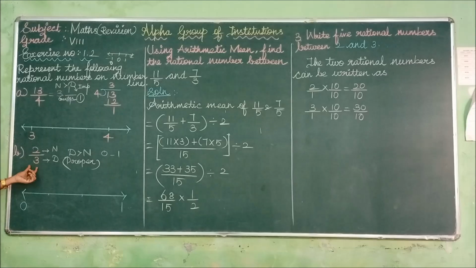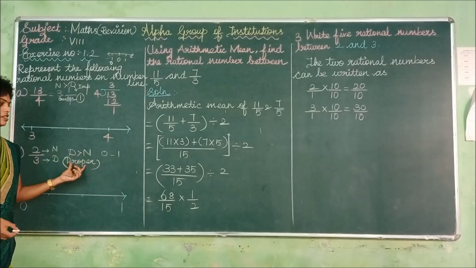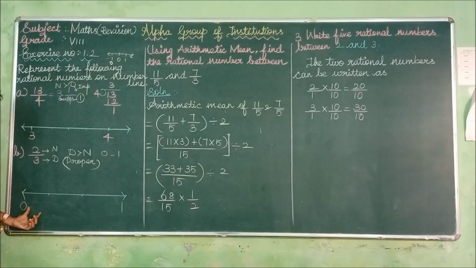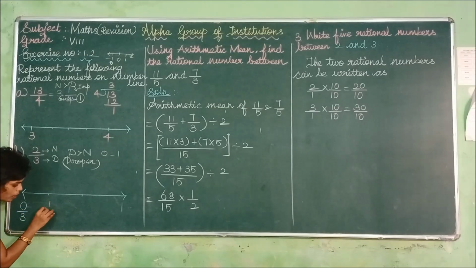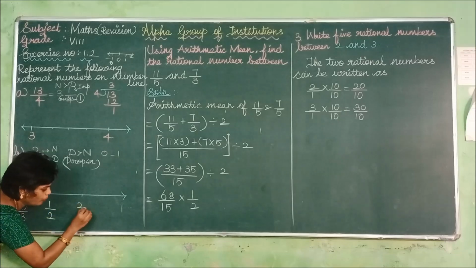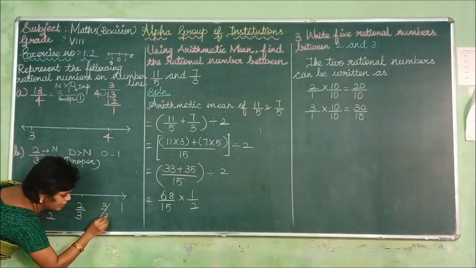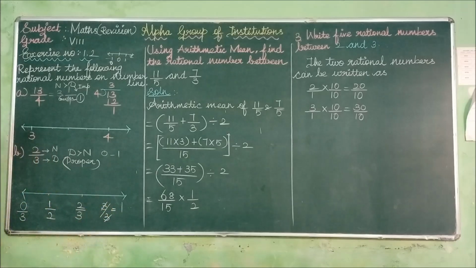So, proper fraction 2 by 3. We have said it lies between 0 and 1. I have drawn the line with the help of 0 and 1. So how do you represent this 2 by 3 on the number line? You can divide each unit by 3. So 0 by 3, 1 by 3, 2 by 3, and 3 by 3, which you can see gives the value 1. 0 by 3 is 0, and 3 by 3 is 1. So we can simply say this lies between 0 and 1.